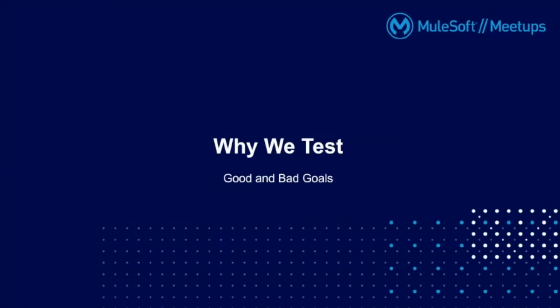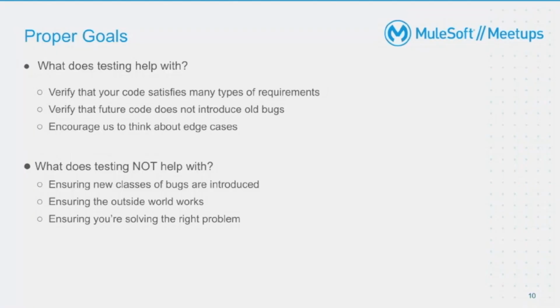So to start, why we test. You can have good and bad goals for forming your tests. Some proper goals to start with: verify that your code satisfies many types of requirements. If you can assert a requirement, then you can almost be happy that your test set helps you satisfy those requirements. For example, if you have a request to an API and you get a response back, you do some transformations on it, well, you can have an assertion at the end for your test saying that those fields are present, that they have the right values, it is what you expected.